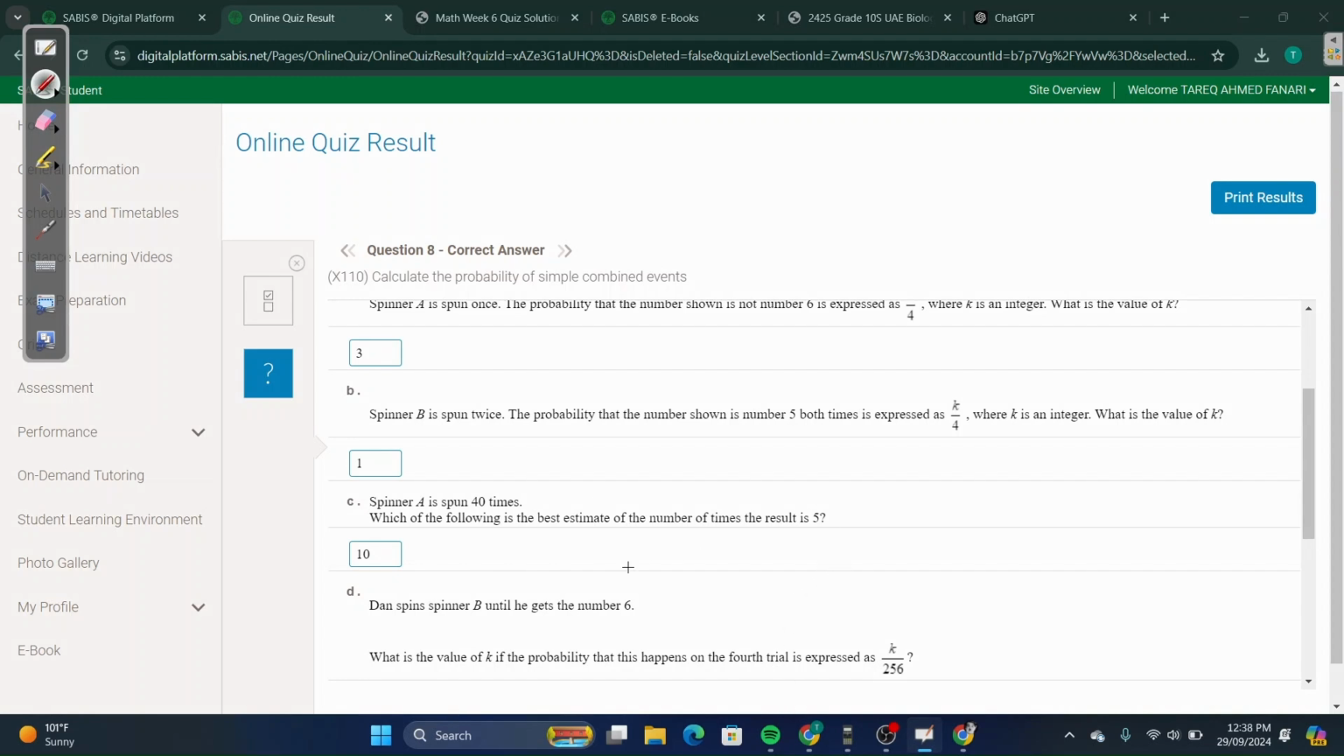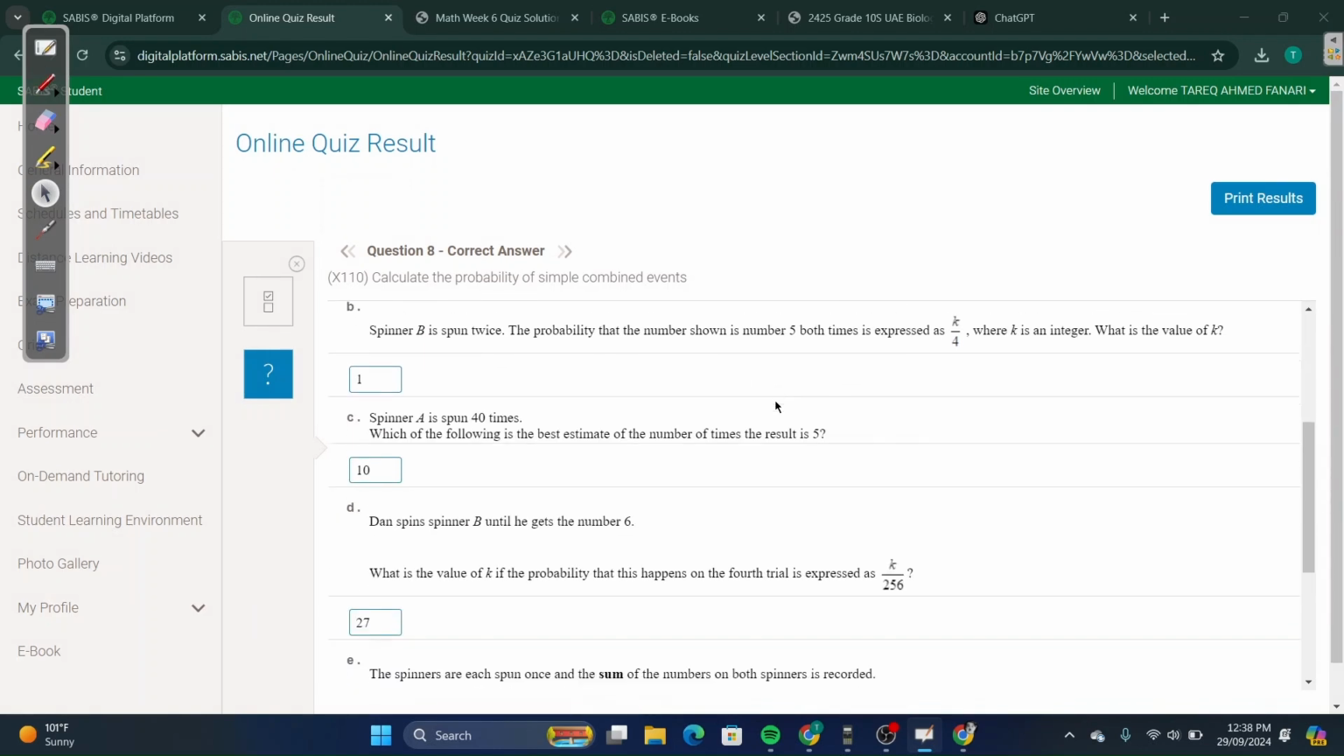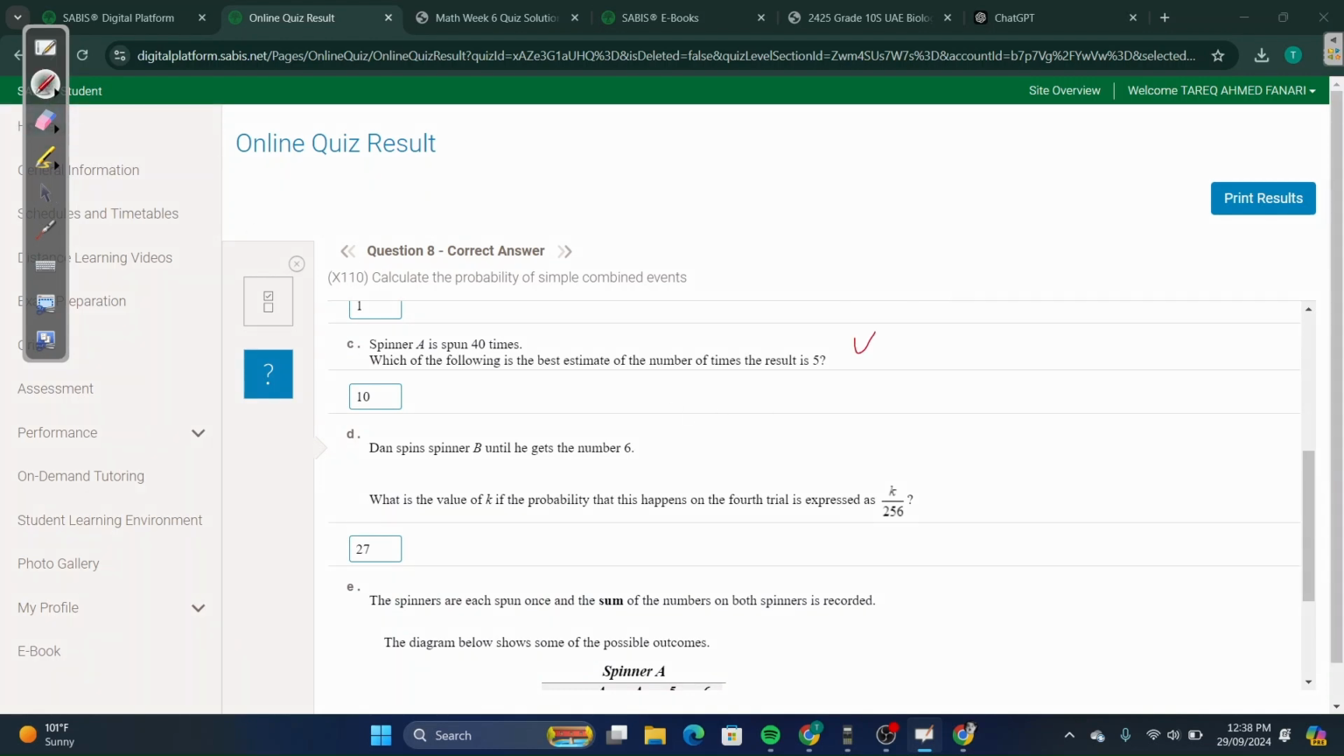So you have spinner A spun 40 times. Again, we said that the probability of spinner A getting 5 is 1/4. So it's 40 times 1/4, which is 10. Now, why is this not a probability, not less than 1 like the others? Because they're not asking what the probability of 5 is. They're asking how many times you will get 5 approximately if you spin spinner A 40 times.